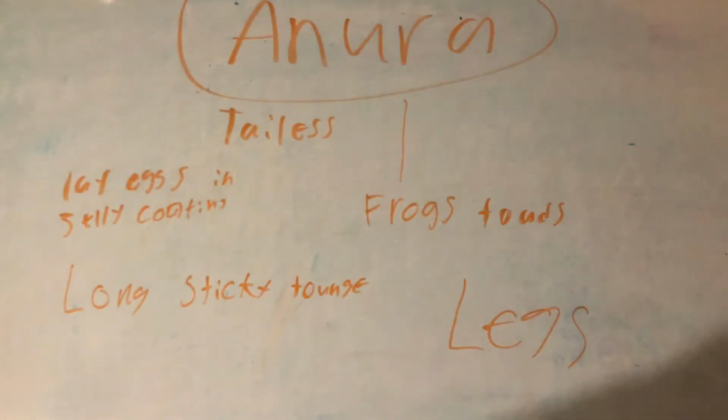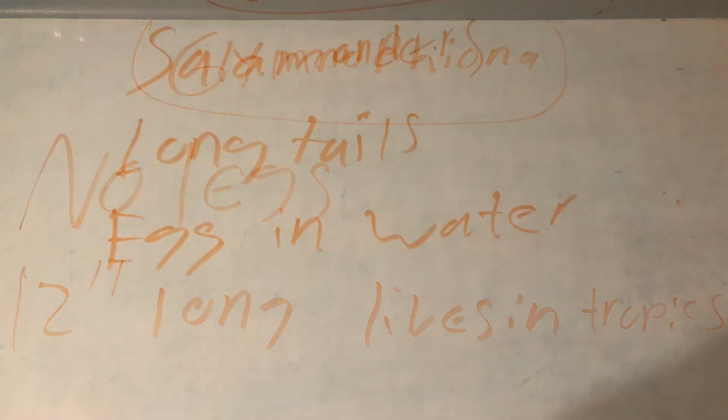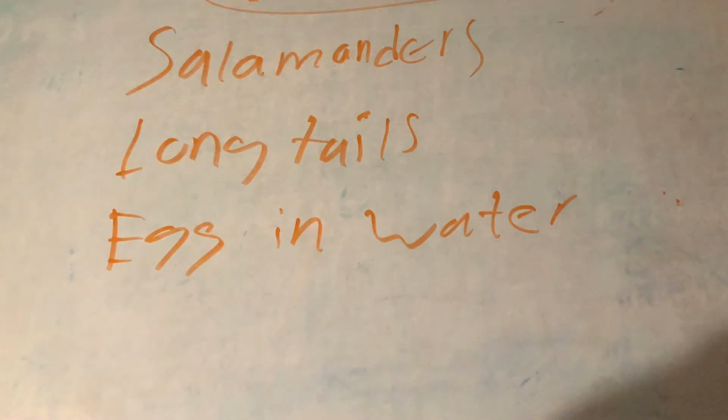So for amphibians, we have the Anura. That means tailless. They lay eggs in a jelly coating, which helps. These are frogs and toads. These guys are pretty weird. They kind of look like snakes, but they're not because they're amphibians. So they don't have any legs, and they're 12 inches long. And then for our last guys, these are our salamanders. They lay eggs in water. They can be pretty long, and they have tails.